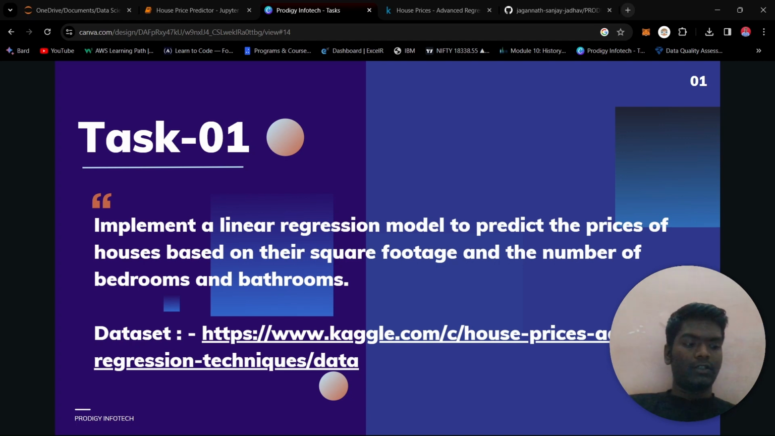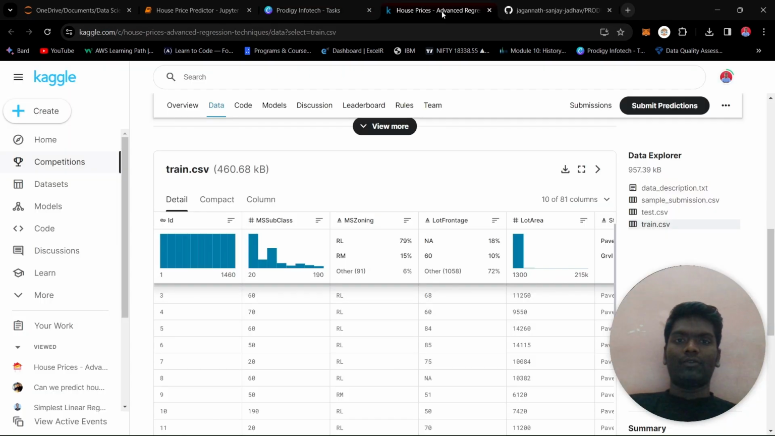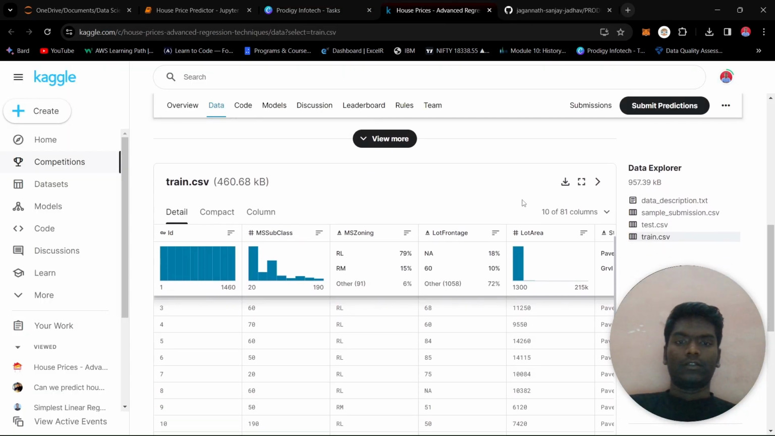So let's jump into task one, which they have given to all their interns: implement a linear regression model to predict the prices of houses based on their square footage and the number of bedrooms and bathrooms. I've already opened the Kaggle dataset over here.